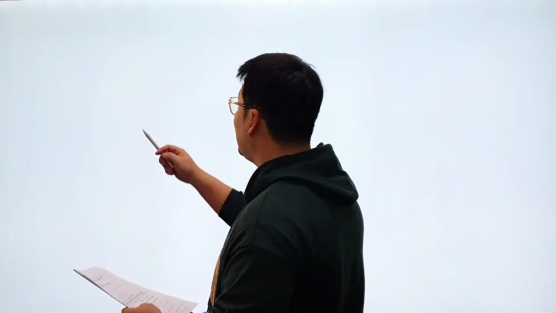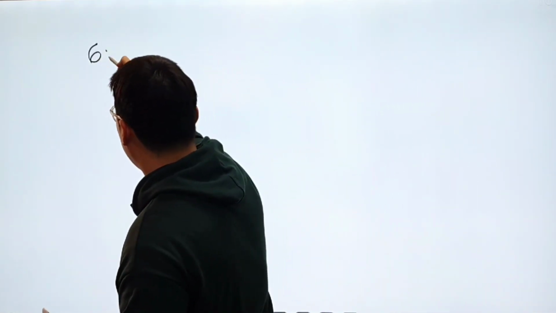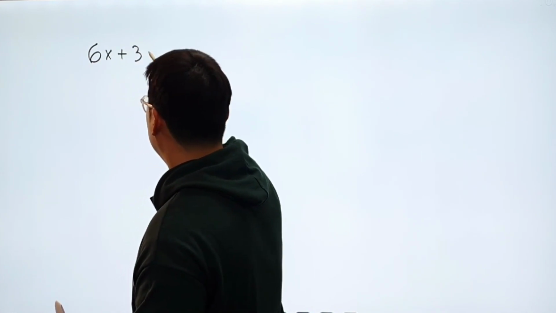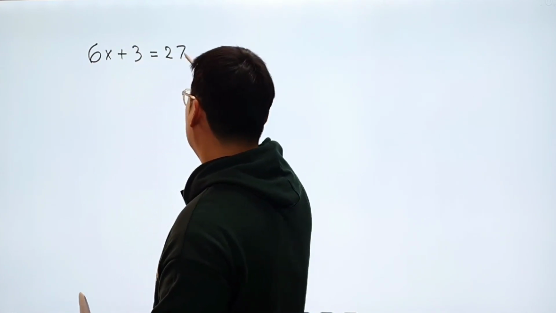Hey guys, let's go to question number 20. And we're going to solve this question in a different way, okay? So we have 6 times x. We got 6 times (x plus 3) equals 27.